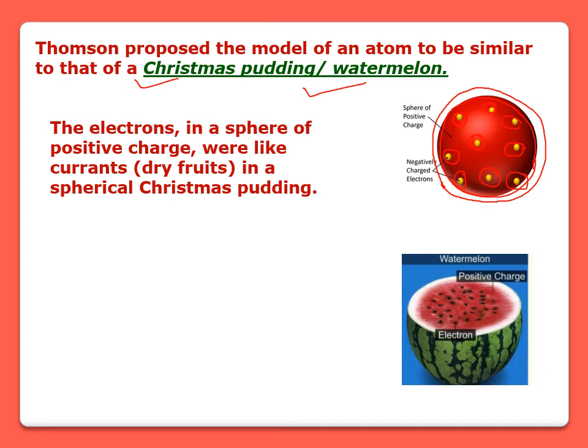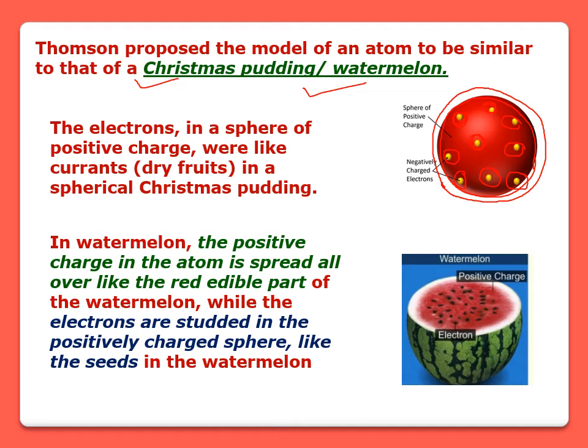It can also be considered as the watermelon model. Why? See, in the picture you see the watermelon. Again, this red part is considered as positive charge, the whole red part totally. And these black seeds are electrons. So at that time, what was there inside the atom? Only positive charge and negative charge. All the positive charge is spreading over this red part, and this is negative charge.